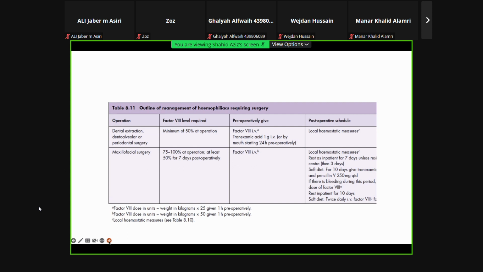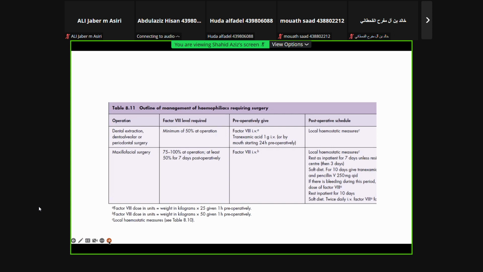It is given at the bottom. That is obtained by the weight of the patient in kilograms multiplied by 25. And this dose should be given 1 hour preoperatively. And factor VIII dose in units can also be calculated in maxillofacial surgery by multiplying their weight in kgs with the factor value of 50, which should be given 1 hour preoperatively.